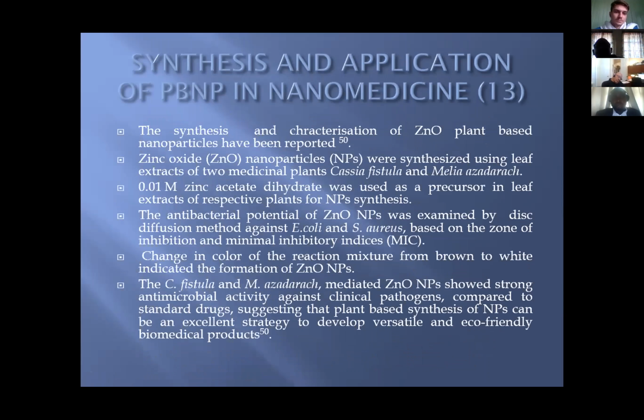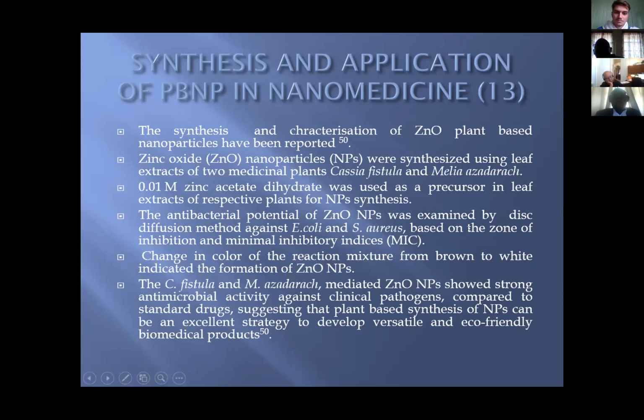In another literature search, zinc oxide nanoparticles were synthesized using a leaf extract of 2 medicinal plants, Cassia fistula, Melia, etc., using zinc acetate and the aqueous extract, 0.01 molar zinc acetate with the aqueous extract, and doing the necessary reaction, filtering, and characterization. Now, what is the usefulness of these nanoparticles? It is found to inhibit E. coli and S. aureus based on the disk diffusion assay.